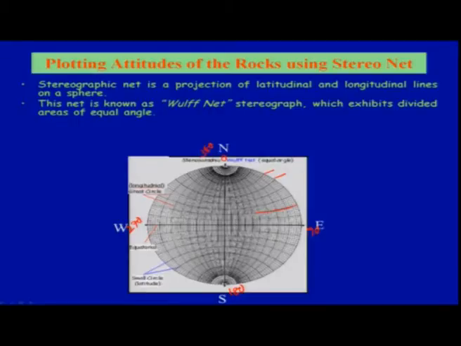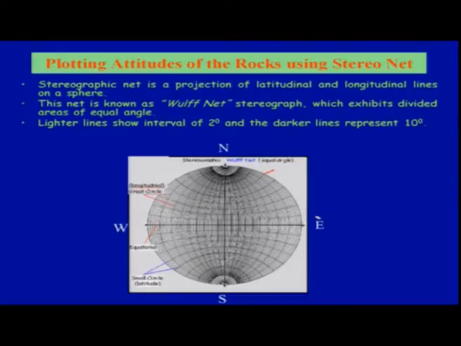So, this is the representation of equal angle, and this all is equal angle. This is 90 here, and you can say 80, then 70 and so on. Now, why is this important and how can we make out whether the fold is plunging or not? Let us see. The lighter lines inside are equal to 2 degrees, whereas the darker ones represent 10 degrees. So, these are all 10 degrees, whereas the inner lighter lines are all 2 degrees.